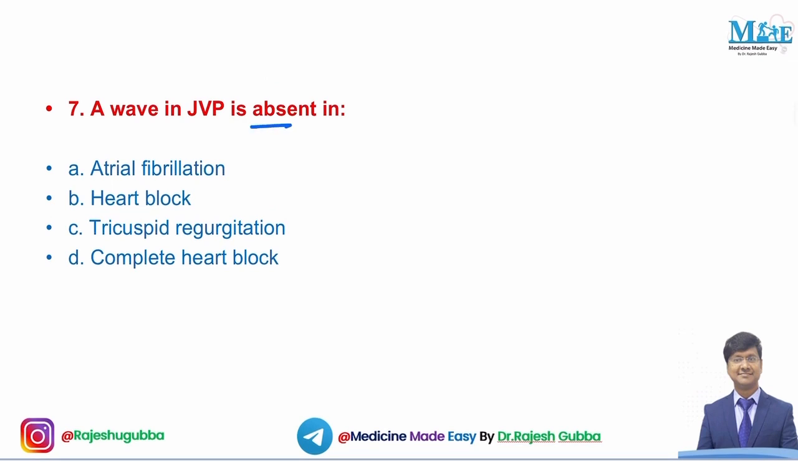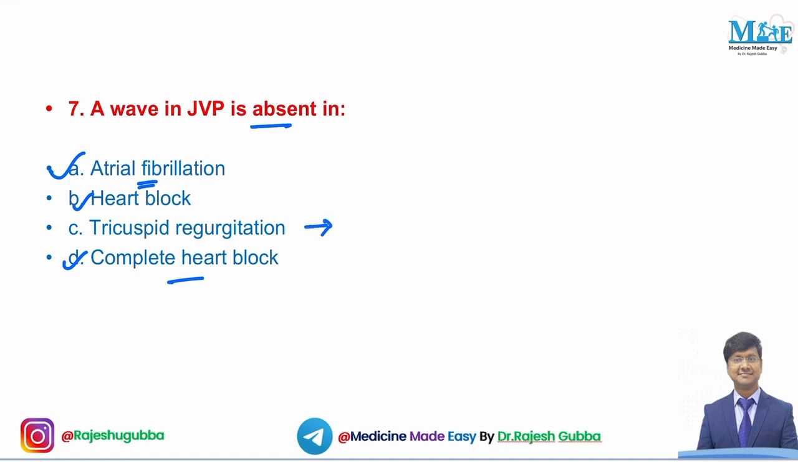A wave in JVP is absent in the atrial fibrillation, complete heart block, tricuspid regurgitation. Okay, so the A wave in JVP, it is absent in case of the atrial fibrillation. Whereas in case of complete heart block, just now we have discussed, there will be presence of the cannon A wave.